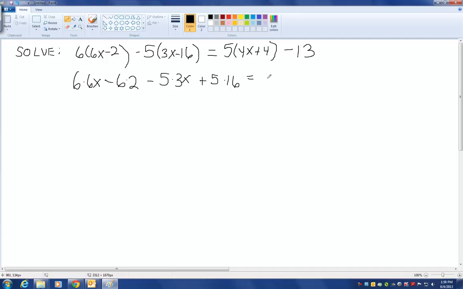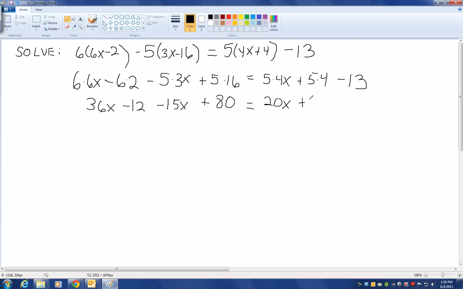Now on the other side of the equal sign, I've got 5 times 4x plus 5 times 4 minus 13. Notice the 5 isn't being multiplied by the 13 because it's not in the parentheses. Okay, so that leaves us with 36x minus 12 minus 15x plus 80 equals 20x plus 20 minus 13.